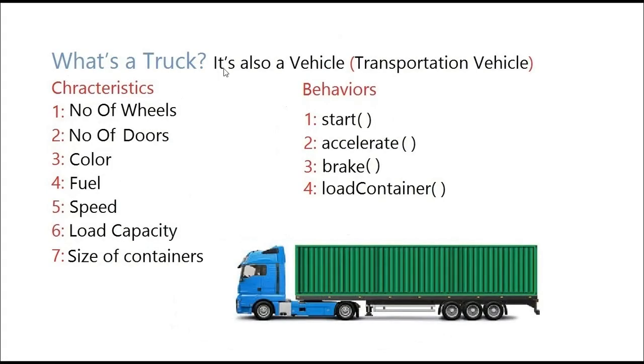What's a truck? It is also a vehicle, likely with more than four wheels, two doors. It has some color, it runs on a fuel, and it has a speed. Basically, it is a transportation vehicle. It is used to carry containers from one place to another. So, we will add two more characteristics in it, like load capacity and size of container, which may be 20-foot or 40-foot container. Its behaviors are you can start it, accelerate it, and stop it by applying brakes. You can also load the container.